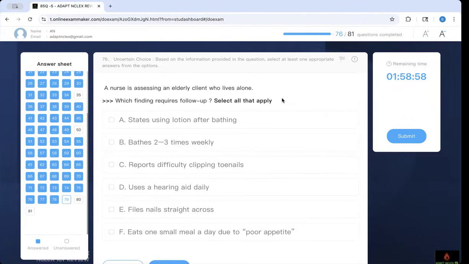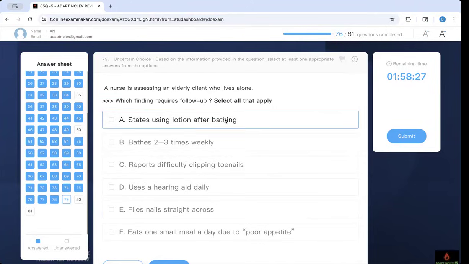That's what they say. They report difficulty clipping toenails. Using hearing aid daily. Files the nails straight across. They eat one small meal a day due to poor appetite. Which finding, when you hear it, should bother you in an elderly patient who lives alone? Require follow-up. Which one should bother you?